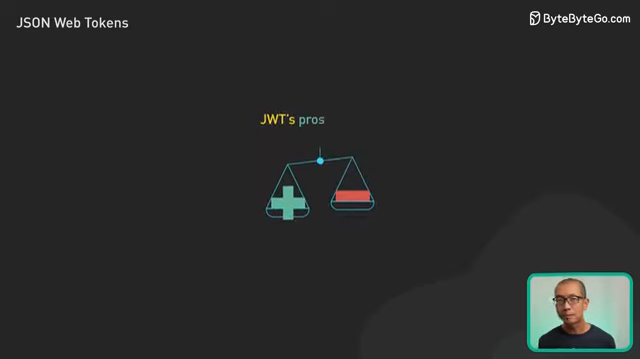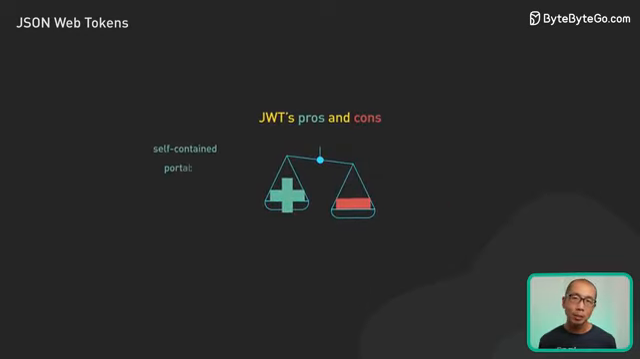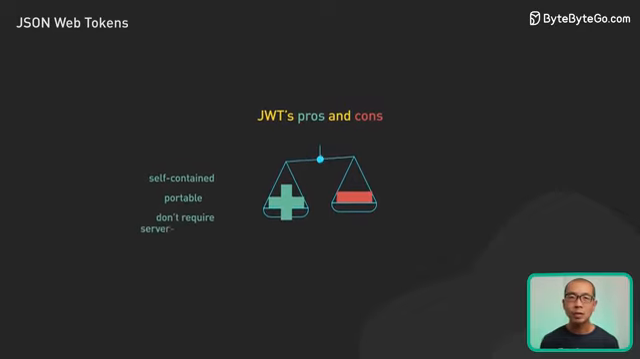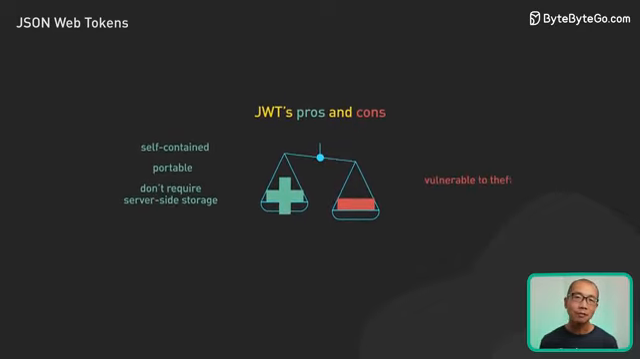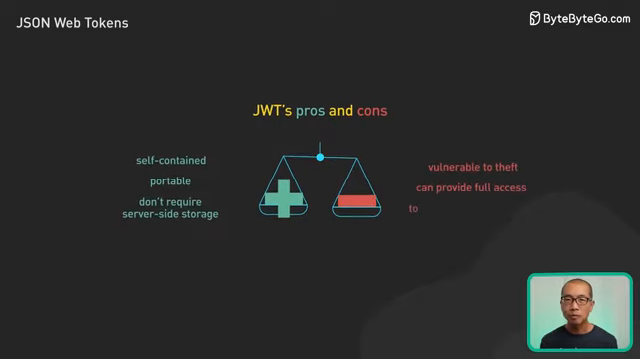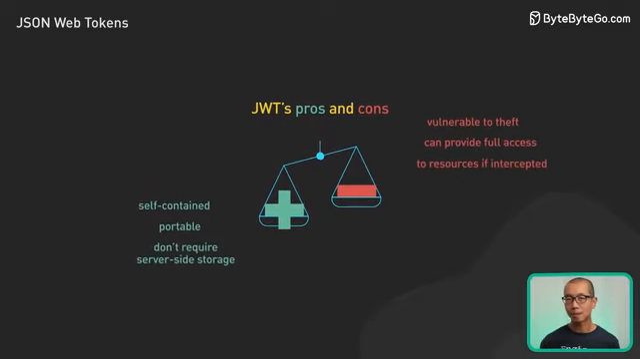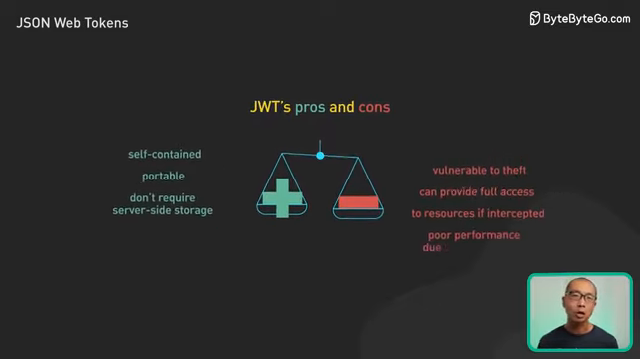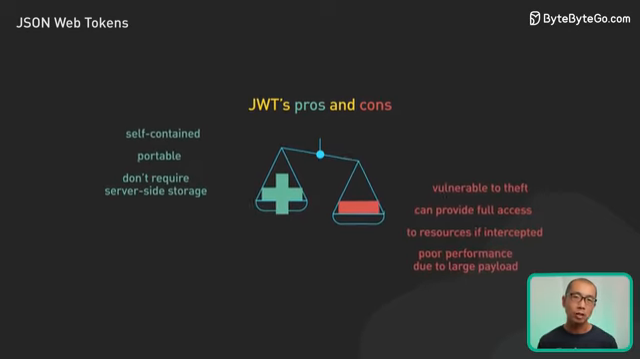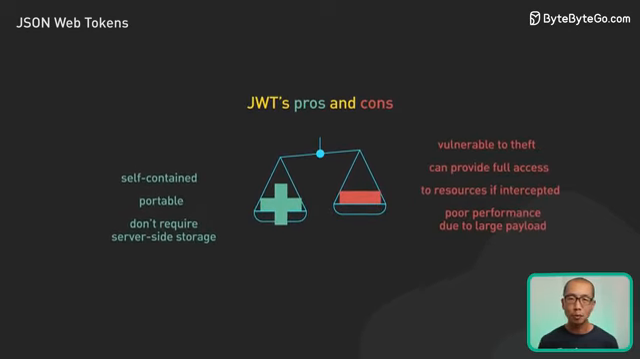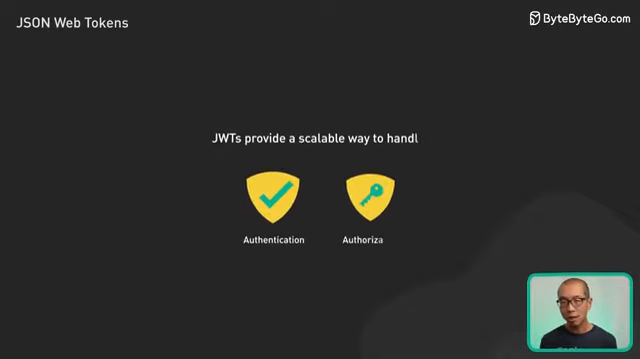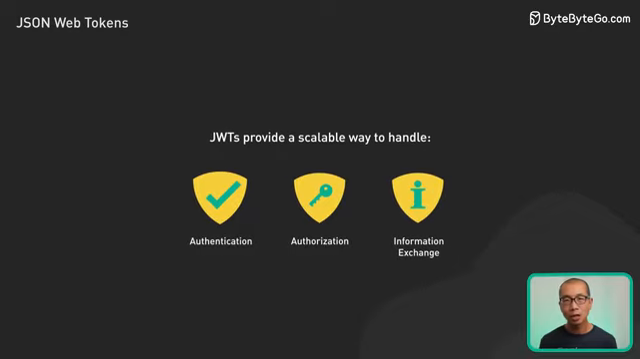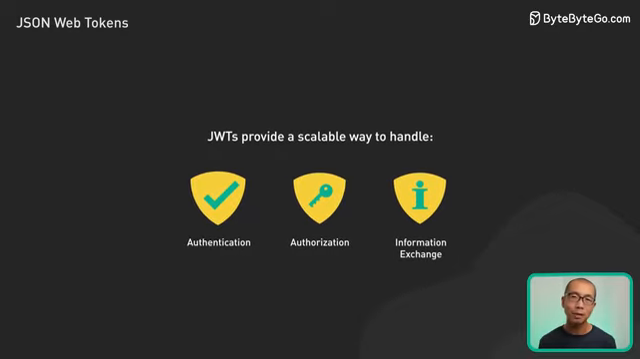The pros are clear. JOTs are self-contained, portable, and don't require server-side storage. On the downside, JOTs can be vulnerable to theft and, if intercepted, can provide full access to resources. The payload can also get quite large if too much information is included, which can affect performance. Overall, JOTs provide a scalable way to handle authentication, authorization, and information exchange if implemented carefully.